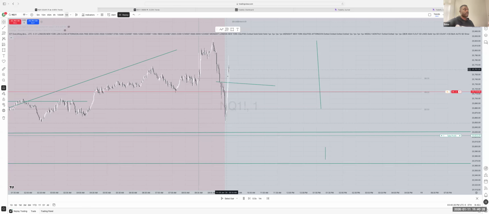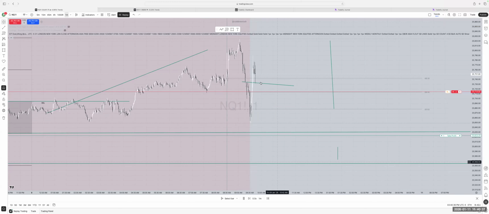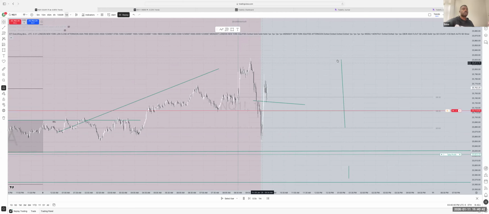It trades up into that 1 minute. I was crazy nervous here because I'm definitely down, thinking I'm about to get stopped out. Where was your stop, Blake? Above the high of the day.